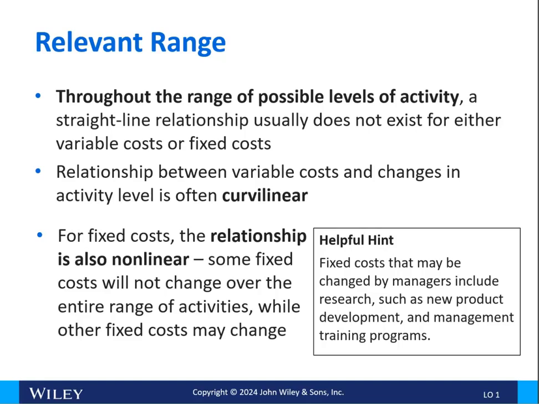The relevant range. So throughout the range of possible levels of activity, a straight line relationship usually does not exist for either variable costs or fixed costs. The relationship between variable costs and changes in activity is often curvilinear. For fixed costs, the relationship is also nonlinear. Some fixed costs will not change over the entire range of activities, while other fixed costs may change.